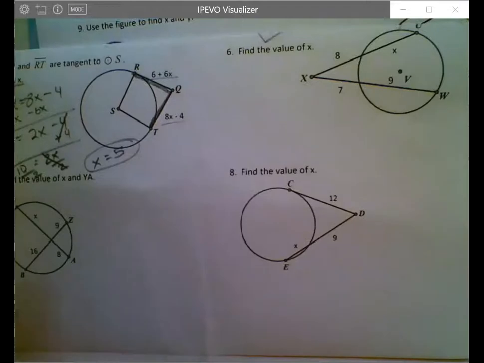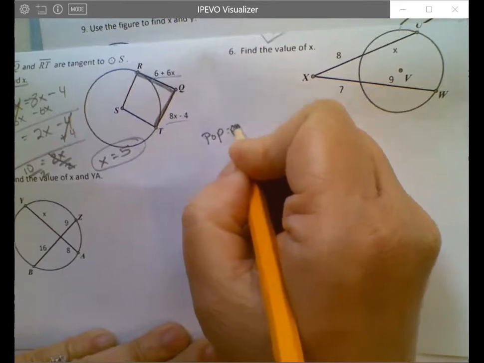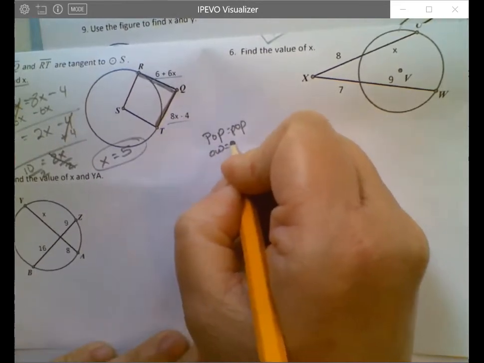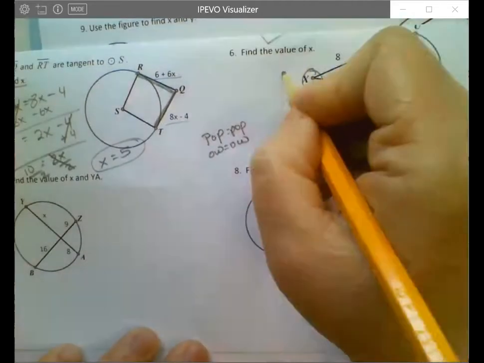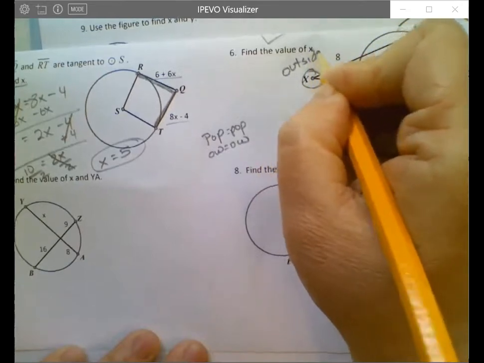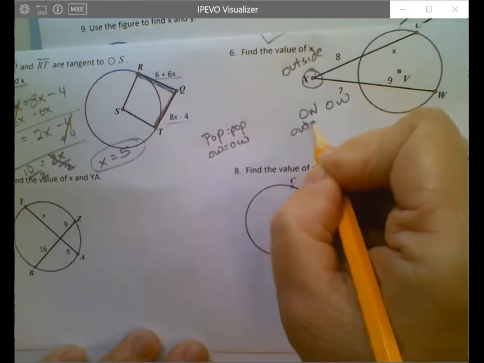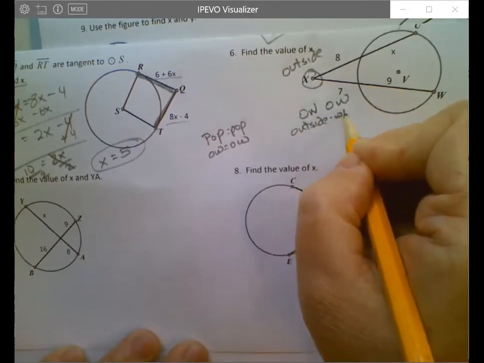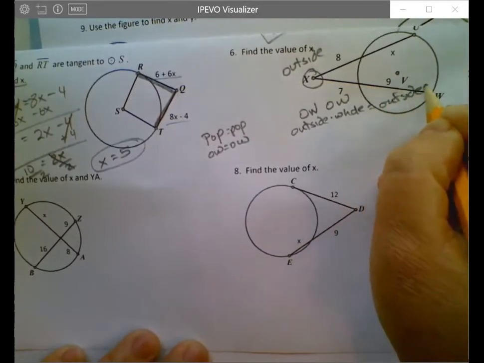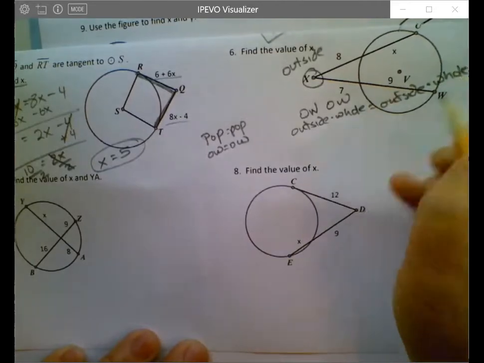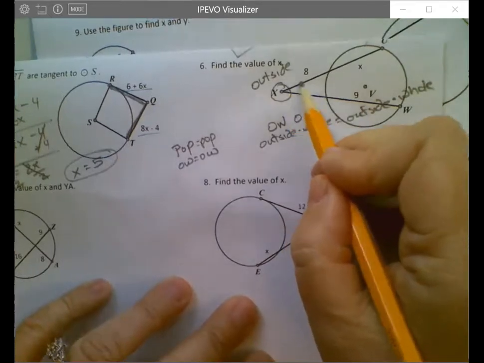All right, so we have two formulas. Pop, pop, and ow, ow. All right, if the angle is outside, you use ow, ow, which stands for outside times whole equals outside times whole.